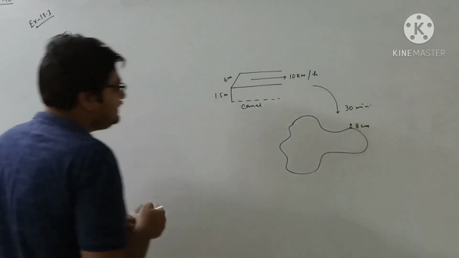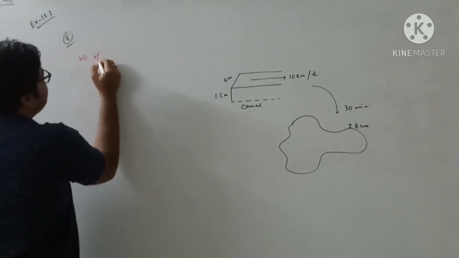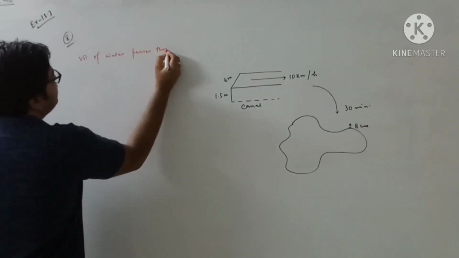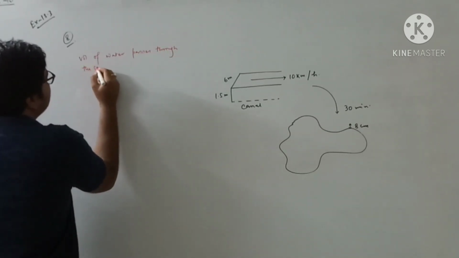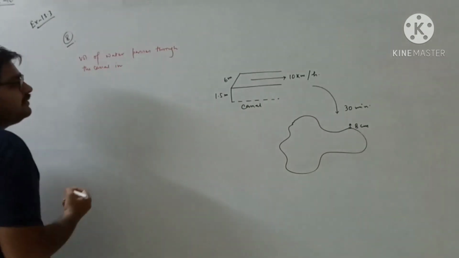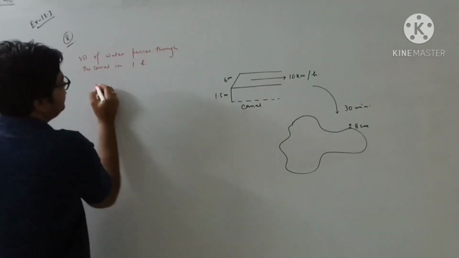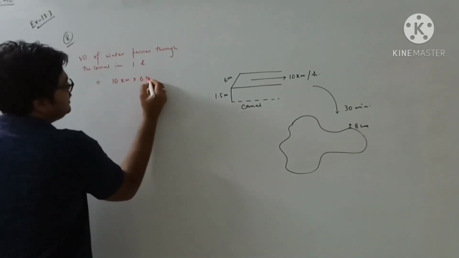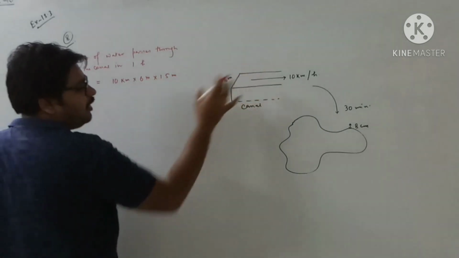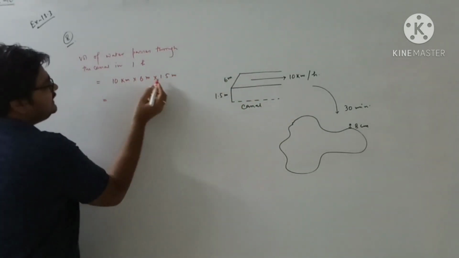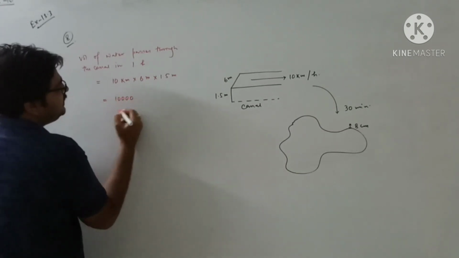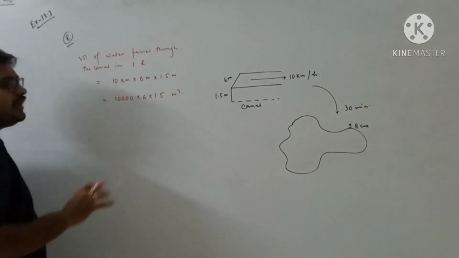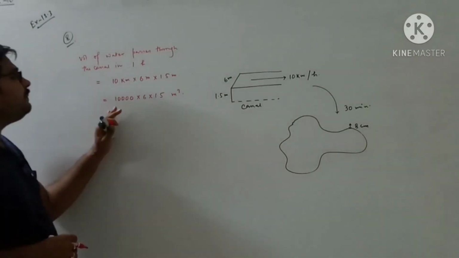So first of all we are writing like this: volume of water passing through the canal in 1 hour is 10 kilometer into 6 meter into 1.5 meter, because it's a cuboid shape, length into breadth into height. Changing all the units to the same unit, kilometer to meter. Keep it like this, no need to do the calculation. So this is the water passing through the canal in 1 hour.